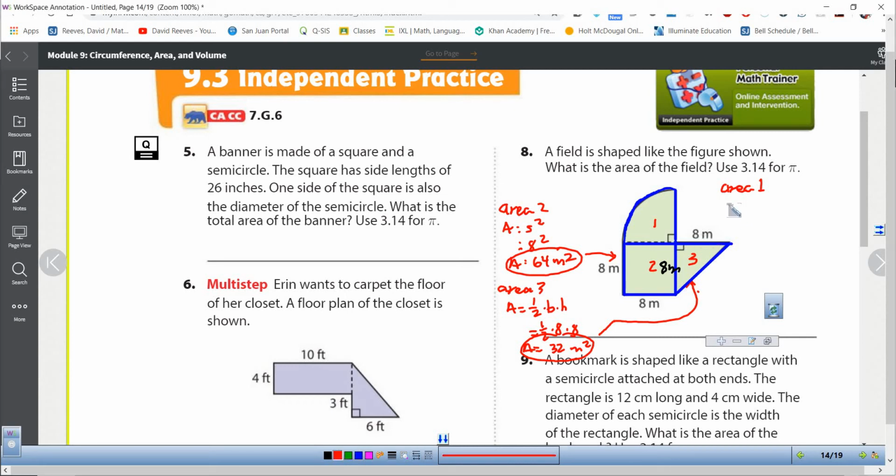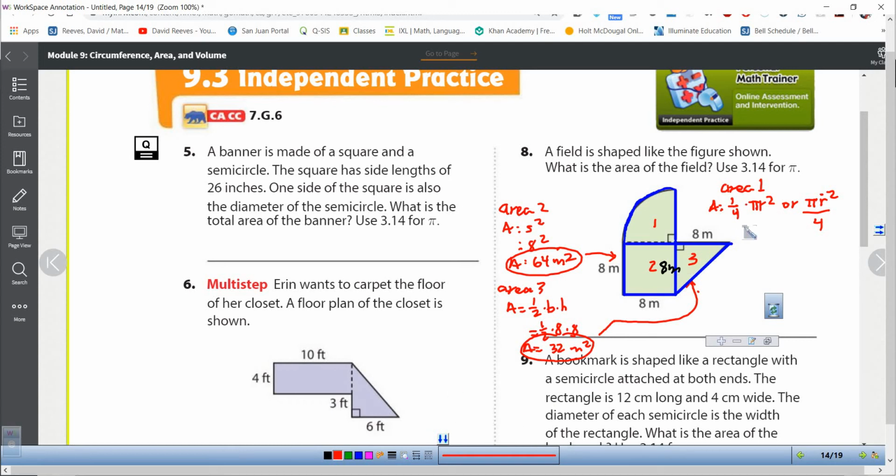So I'm going to go right here, and area 1 is going to be 1/4 of what? Pi times radius squared. Or another way to say that is pi times the radius squared divided by 4. I think sometimes students do a little better with dividing by 4 than multiplying by 1/4, even though those are the same process here.